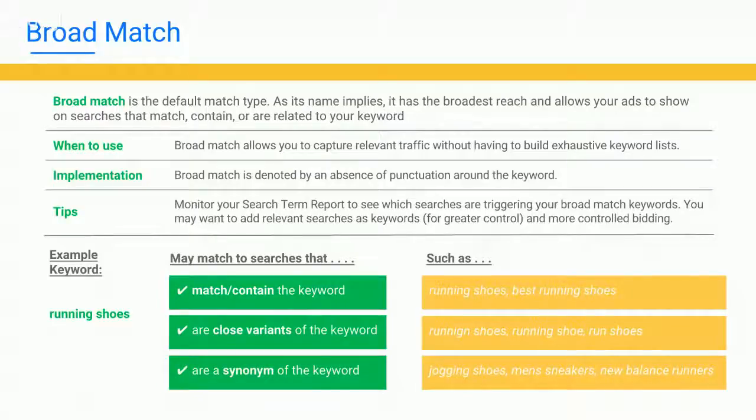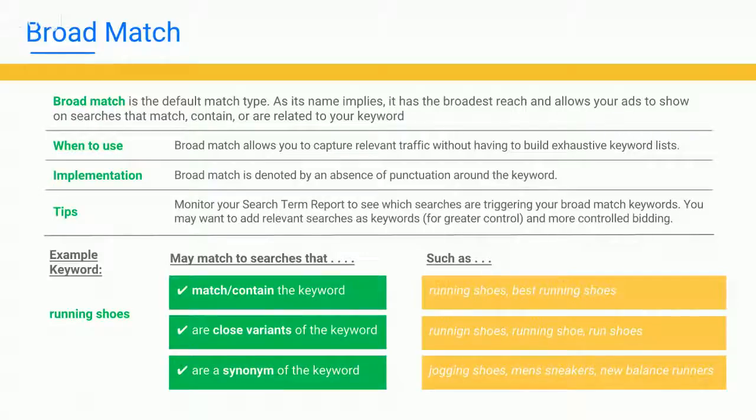So if, for example, you had in this slide, it's running shoes with broad match. That means that you can show for anything related to running, anything really related to shoes, not necessarily the two things together, which is kind of the easiest way to explain it. But it's basically the broadest, as its name implies, match type that we have.